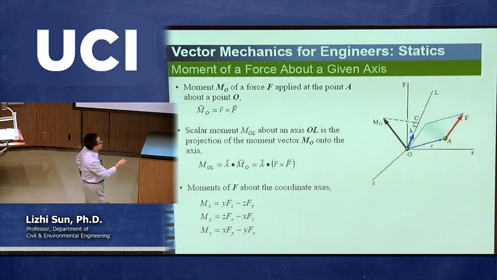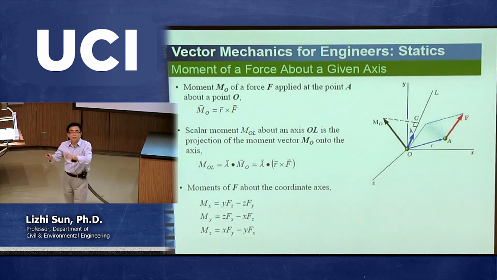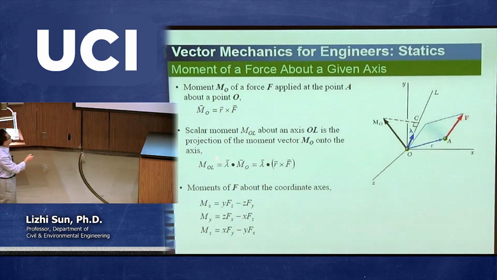Once you get the first kind of moment, then you take the projection of this first kind of moment on this given axis, which means you need to multiply with lambda. Whether you want to use this moment dot lambda or lambda dot this moment doesn't matter, because the scalar product A dot B equals B dot A. If you want to write this moment dot lambda or lambda dot moment, that's the same thing.